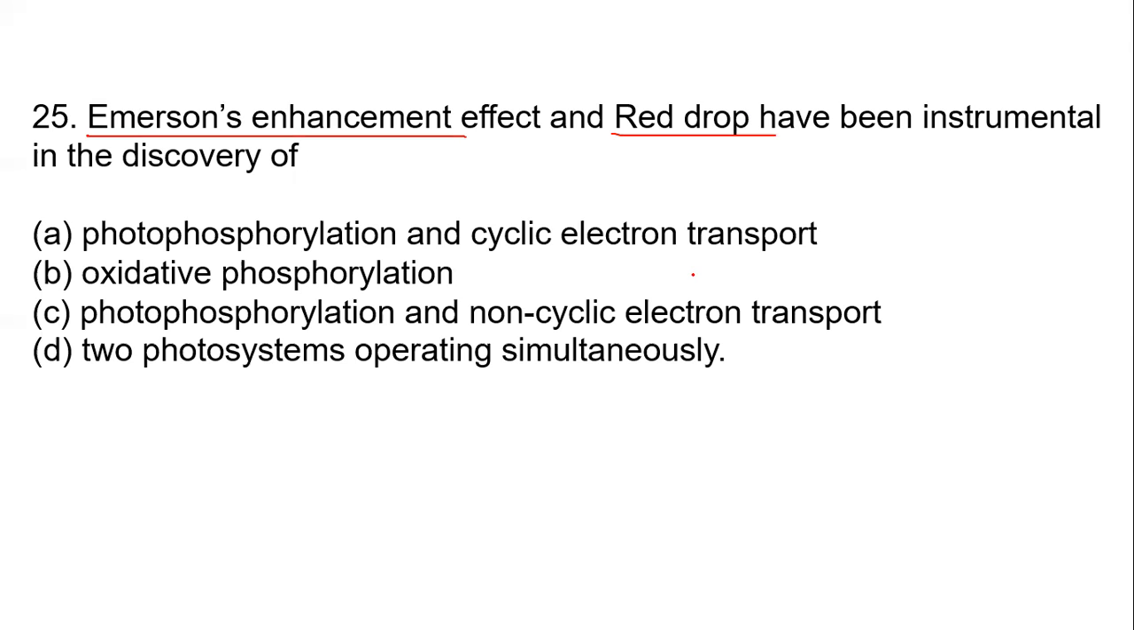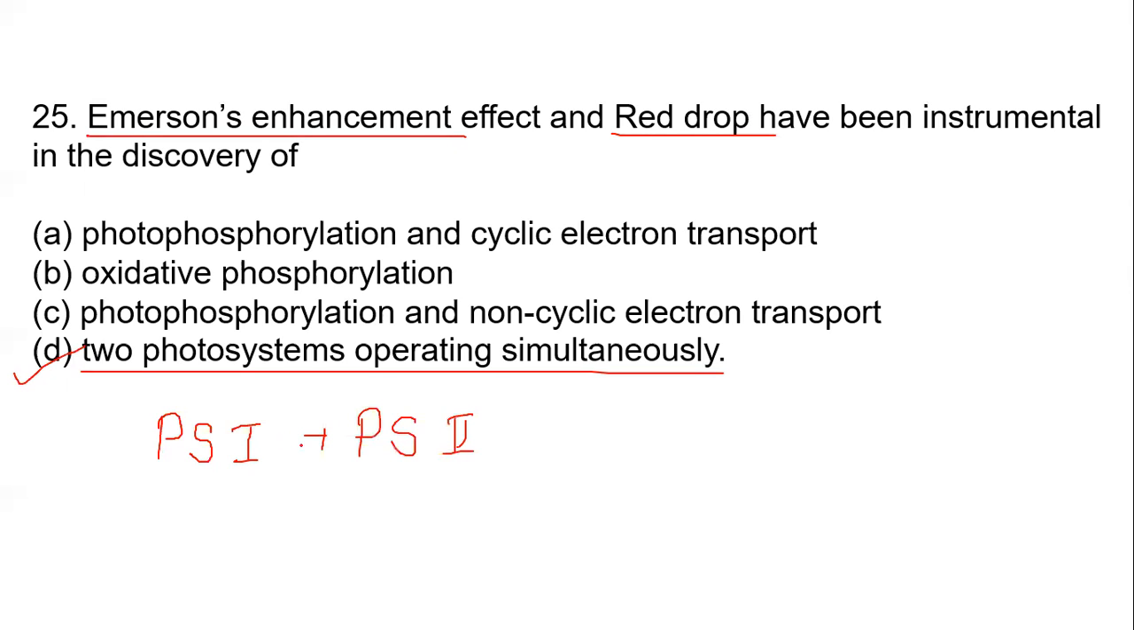Emerson's enhancement effect and red drop effect are instrumental for the discovery of two photopigments. There are two photosystems operating simultaneously, that is the PS1 plus the PS2. So these two photosystems are working simultaneously. So the correct answer for question number 25 is option D.